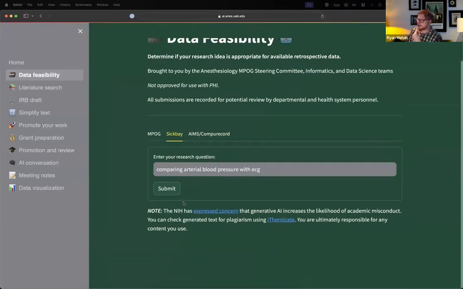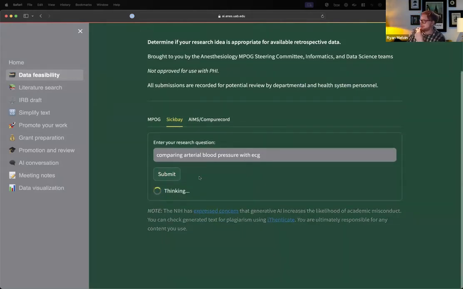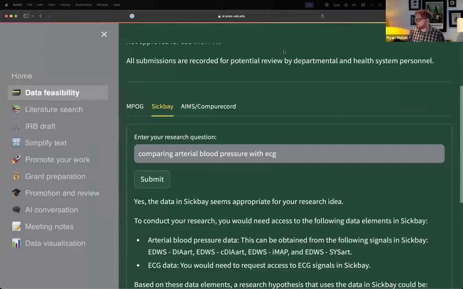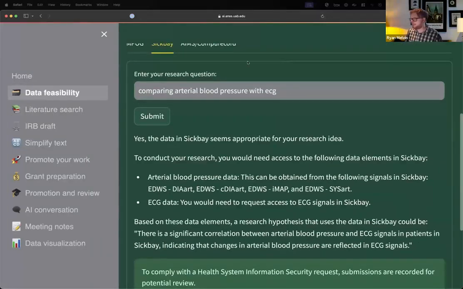It can also search our high resolution data. So if you, in hearing me talk, had a thought of something you might want to do with our waveform data, like comparing arterial blood pressure with ECG, again, that's not even a question, but it's our dumb example. You can come here, tell this tool your idea, and it'll say yes or no. It seems like we have the right data for that. In fact, here are the data elements that are in our high resolution database that you could request. And that's called SickBay. That's our high resolution data capture system. I'll make this a bit bigger, be a little more eye friendly.